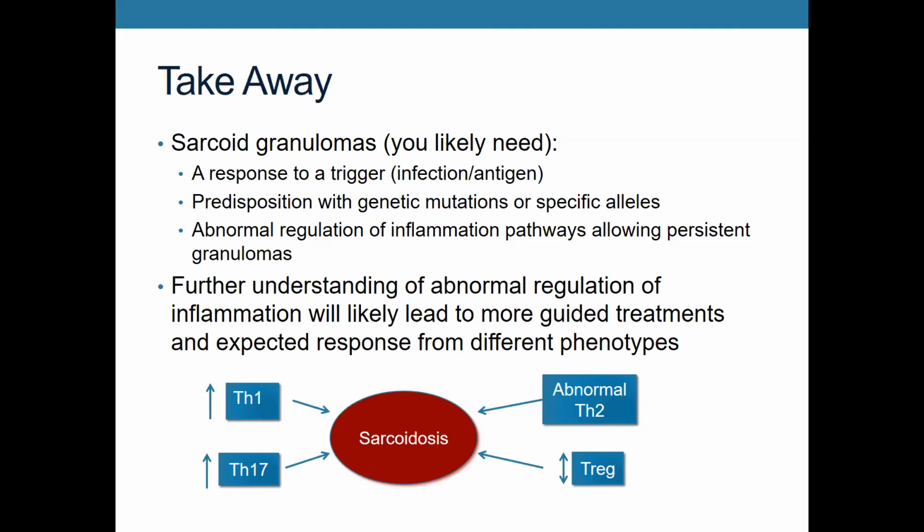And to leave off with this, the final part at the bottom, as you can see, there are multiple different abnormalities that can happen within the immune pathways that can cause sarcoidosis, granulomatous disease.